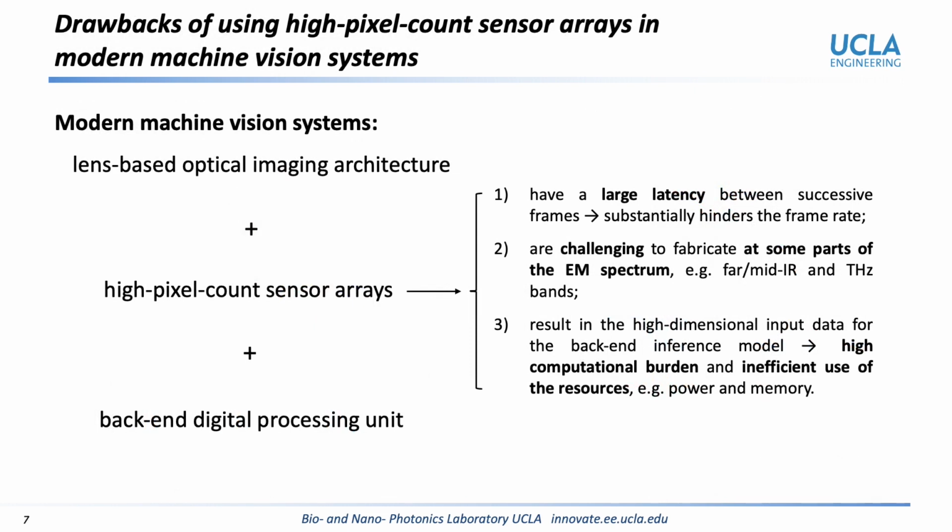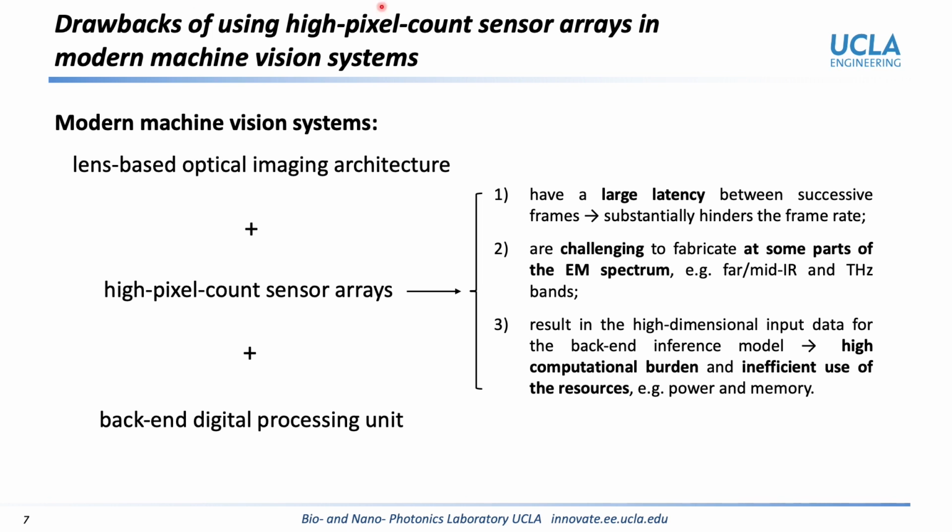Okay, so before my introduction of our new work, let's first think about one problem in designing machine vision systems. The modern machine vision systems are usually composed of several major parts. The first one is a lens-based optical imaging architecture that can relay image of a scene or an object onto an optoelectronic sensor plane, which usually demands a high pixel count sensor array to capture sufficient spatial information. The other one is a back-end digital processing unit, which is used to extract target features from the acquired image information and perform specific machine learning tasks, for example, object recognition.